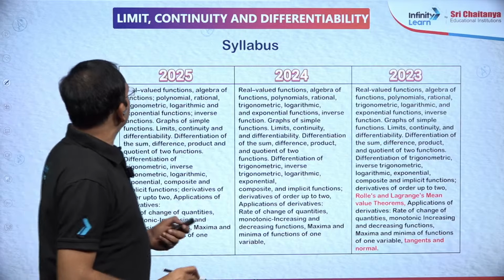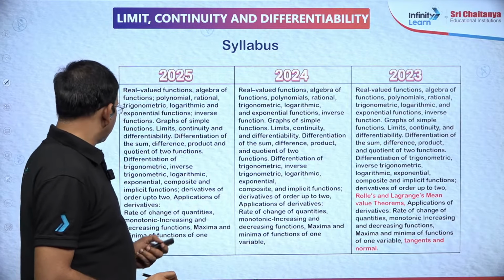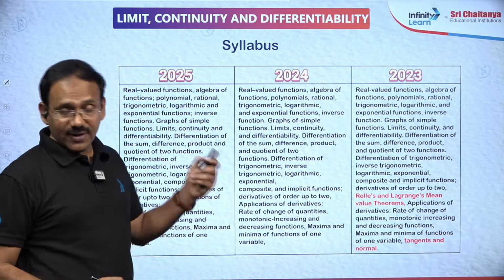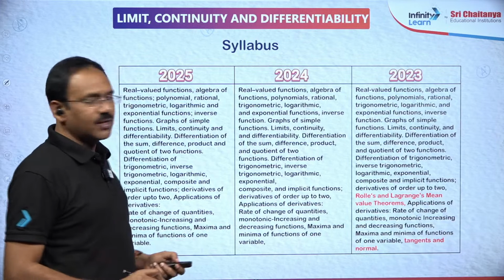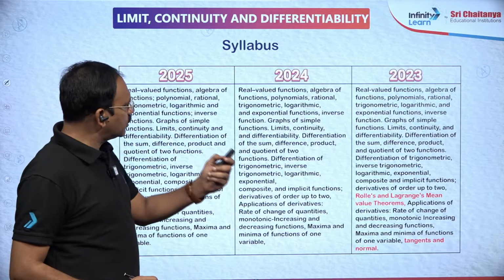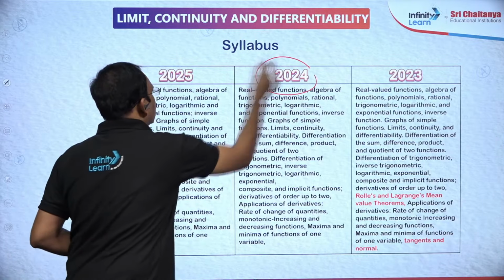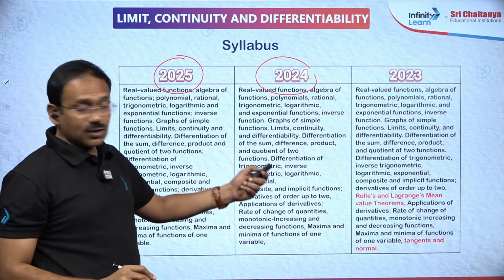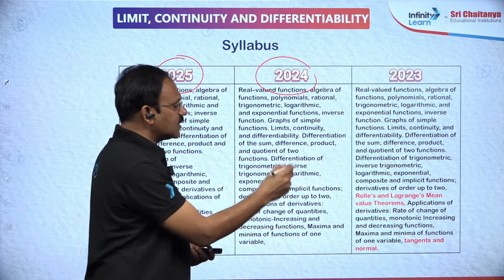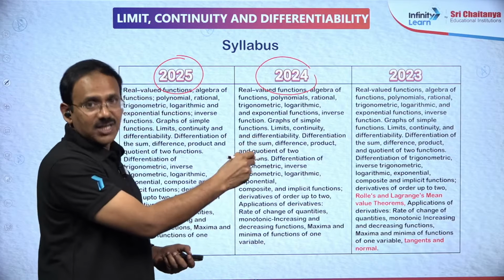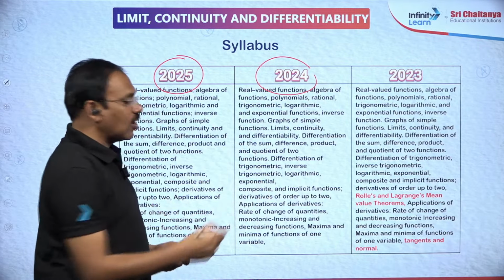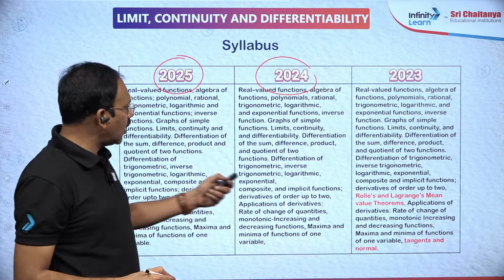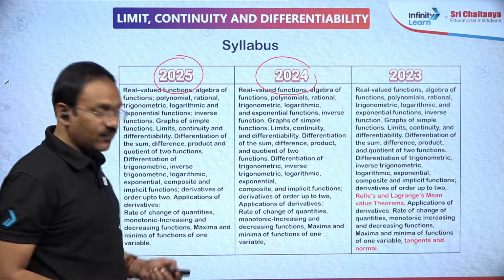The next you see, limits, continuity, differentiability. Even here in this title itself he has mentioned methods of differentiation, applications of derivatives also. So 2024-25 here also there is no difference with respect to differential calculus dear friends. Whereas in 2023 you see Rolle's and Lagrange's mean value theorems was mentioned, and even tangent and normal was mentioned, whereas those 2 parts of the syllabus were not there in 2024 and 2025.